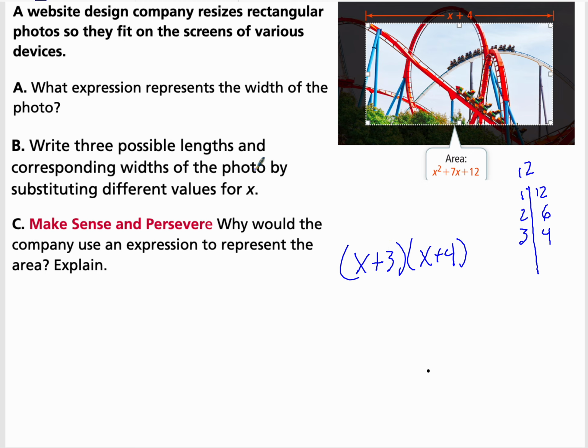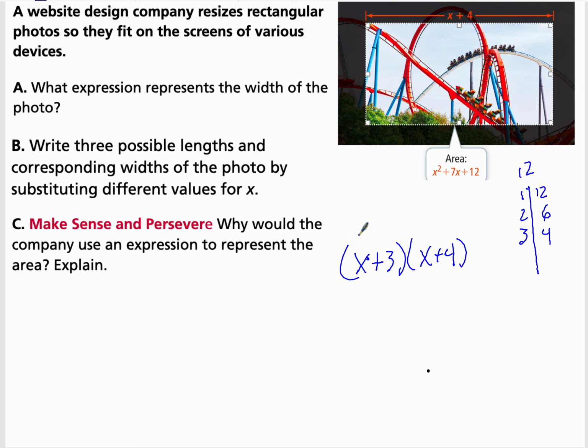And then they want us to do this. It says part B here, and this is just to get us to thinking about what we would do with a scenario like this. Write 3 possible lengths and corresponding widths of the photo by substituting different values for x. Well, I can substitute values in for x all day long and come up with lots of different sizes for this photo or whatever. And so then we could just, whatever number we choose for x is fine.